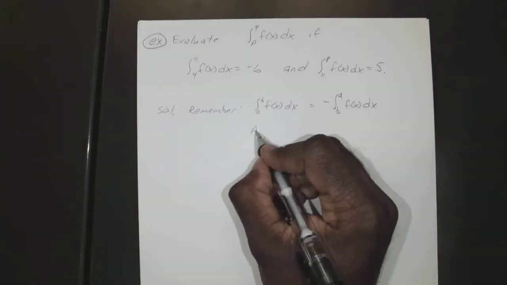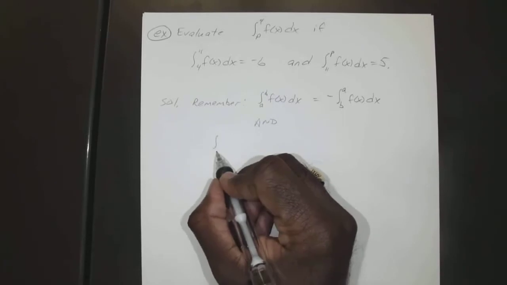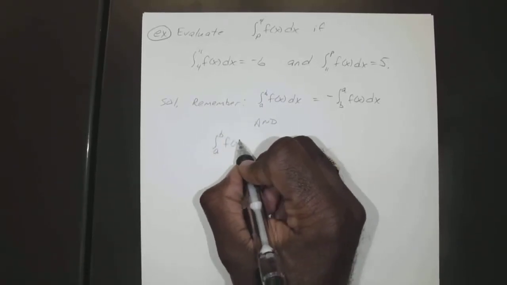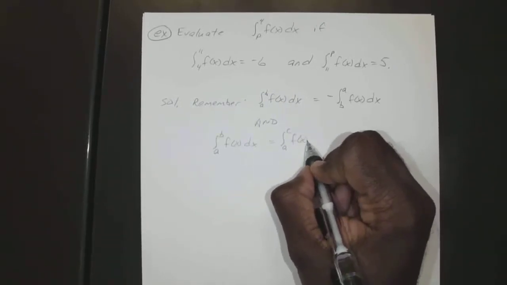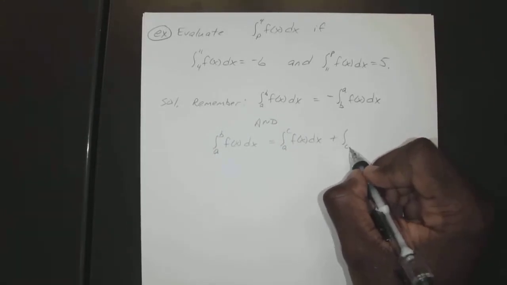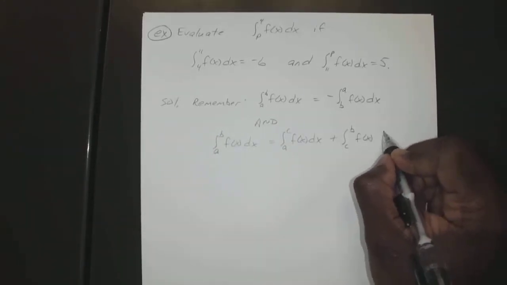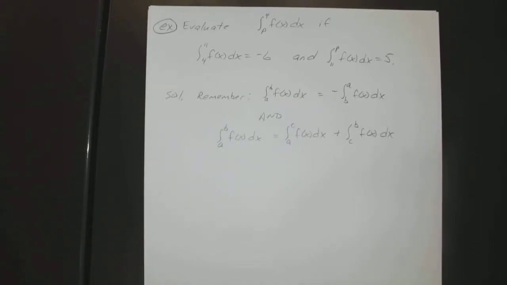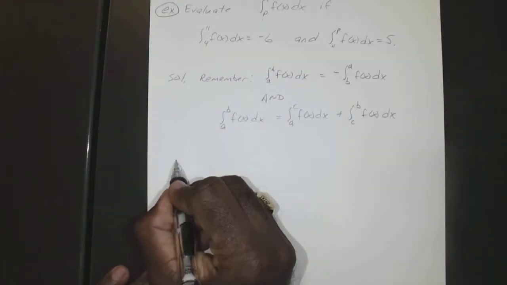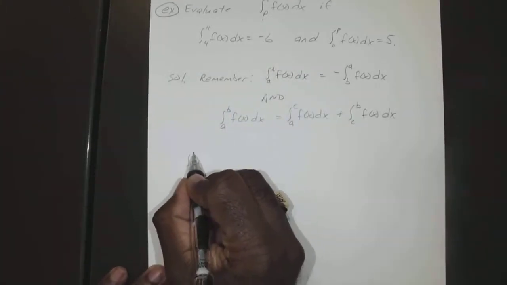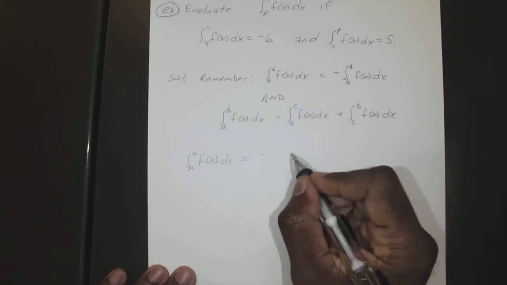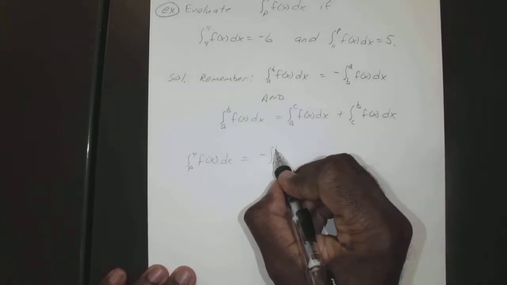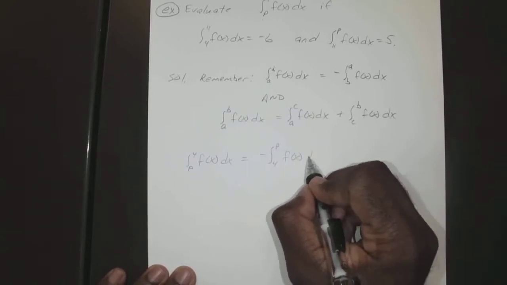Okay, and we also know that the integral from a to b is equal to the integral from a to some constant plus the integral from that constant to b. So that's what we're going to use to figure this one out. So we know that the integral from p to 4 of f of x is equal to the negative integral from 4 to p of f of x.